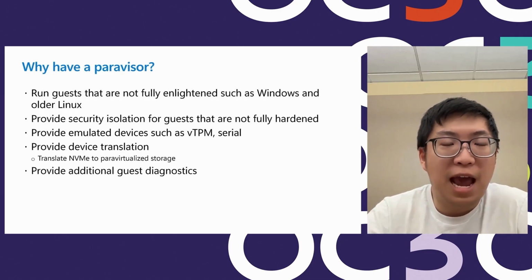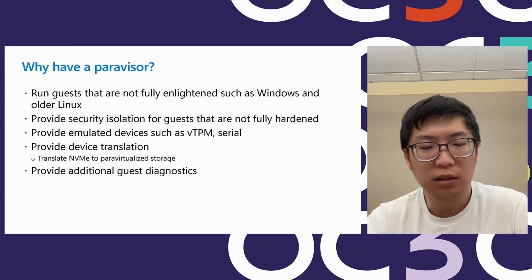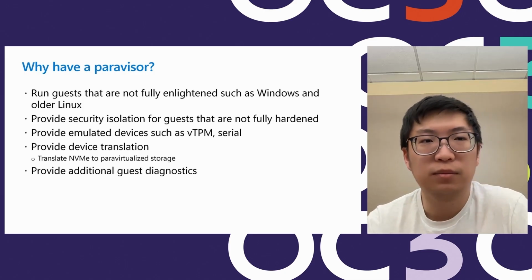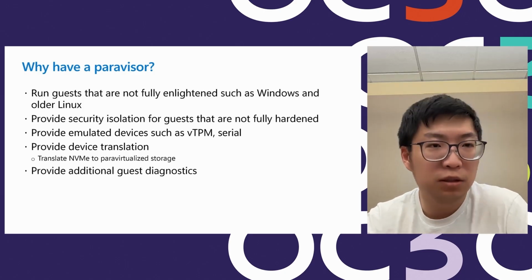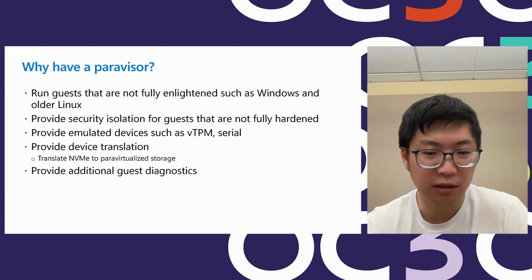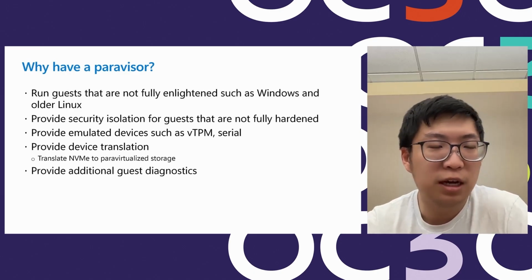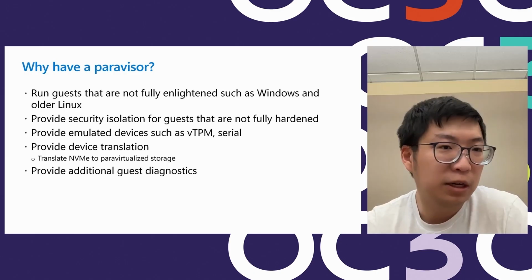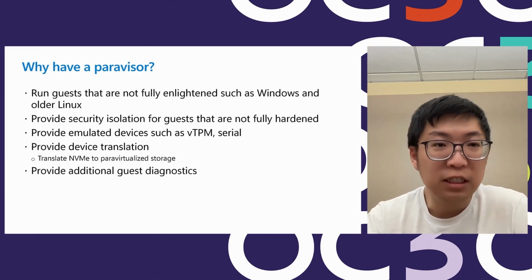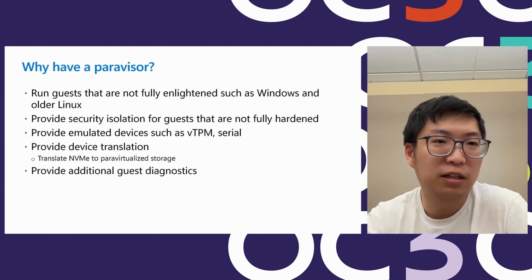So why would we want to have a Paravisor? Well, the biggest reason is that we want to be able to run other guests like Windows or Linux. Newer Linux distros have the ability to run what we call fully enlightened within a confidential VM. That means they have the correct changes to interrupts. They understand the architecture, memory acceptance, and memory encryption, so the guest doesn't need a Paravisor or some entity to run correctly in this environment.